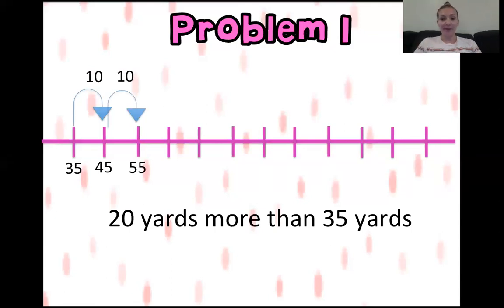Ahora vamos a verificar qué hemos hecho. Nosotros saltamos 10 y 10 más. Y 10 más 10 es 20. Hemos sumado aquí 20 yardas. So we jumped 10 two times. 10 plus 10 is 20. So we jumped from 35, 20 more, and what's our answer? 55 yards. 55 yardas.